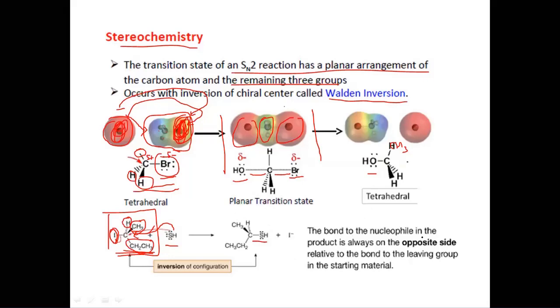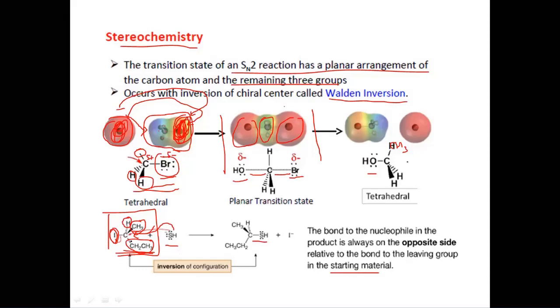The bond to the nucleophile in the product is always on the opposite side relative to the bond to the leaving group in the starting material. So it prefers to attack from the backside, bond formation happens between the carbon and the sulfur, and bond breakage takes place between the carbon and the iodine. This is the case in SN2.